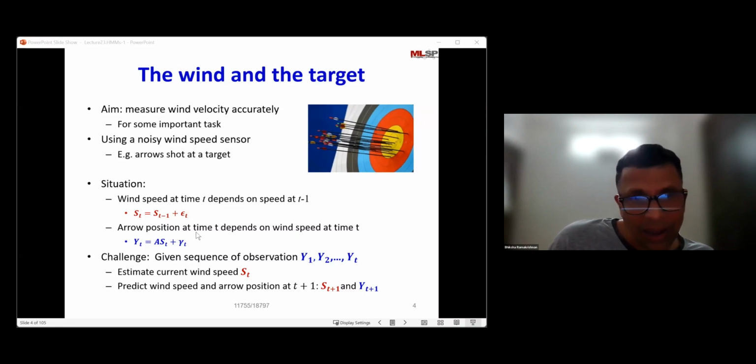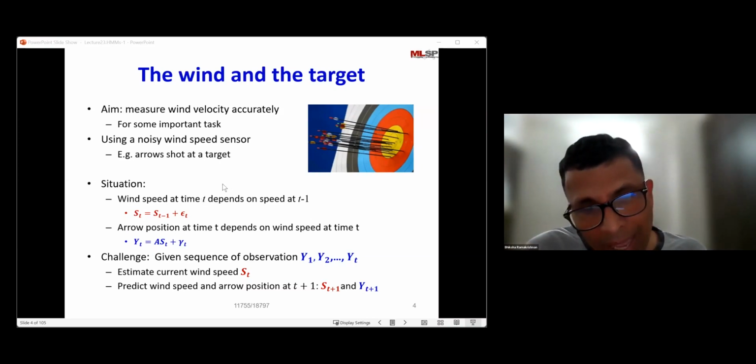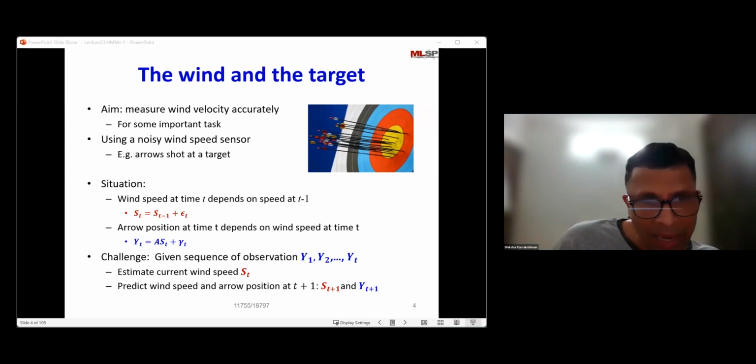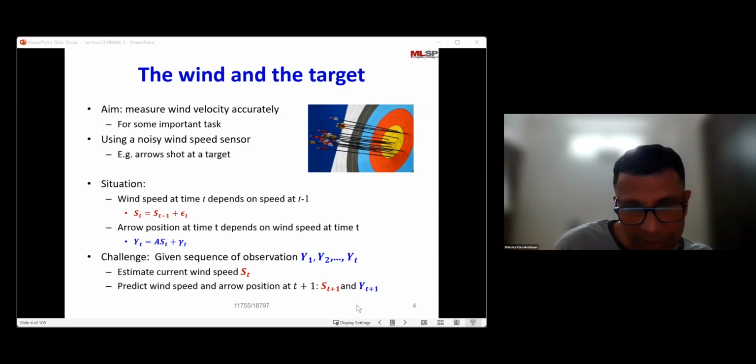and knowing these equations, can we actually guess the current wind velocity, number one? And based on these, can I predict where the next arrow will go? These are the two questions we're looking at, right? Does the setup make sense?